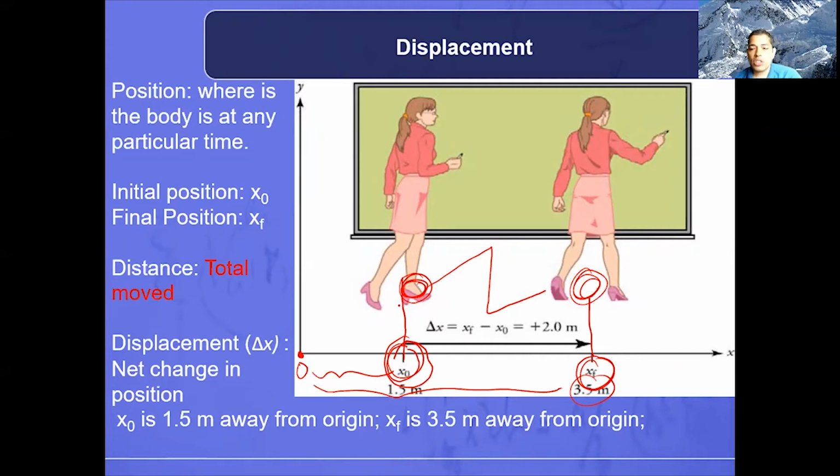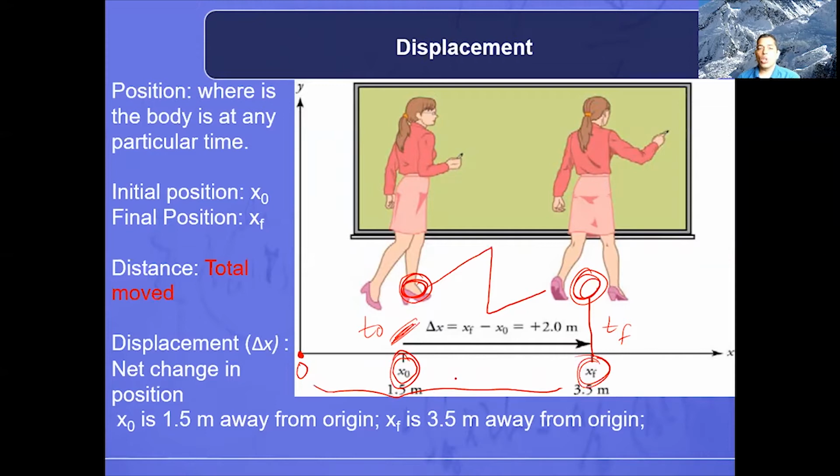So first of all, what is position? Position is where the body is at any particular time. Let's say this time is t0, the teacher is at x0 position. At t equals tf, the teacher is at xf position. So this is called initial position, this is called final position.